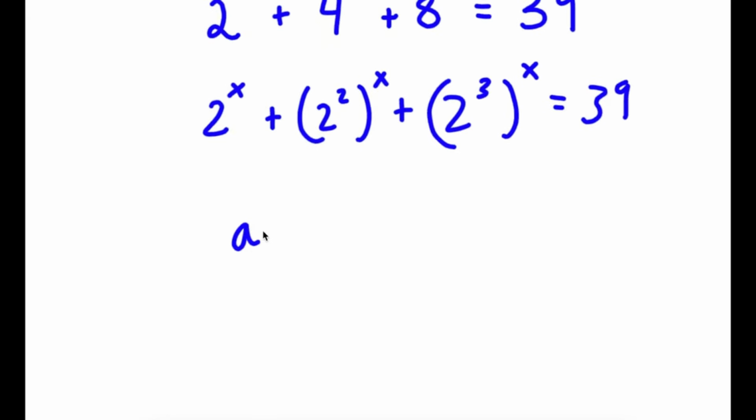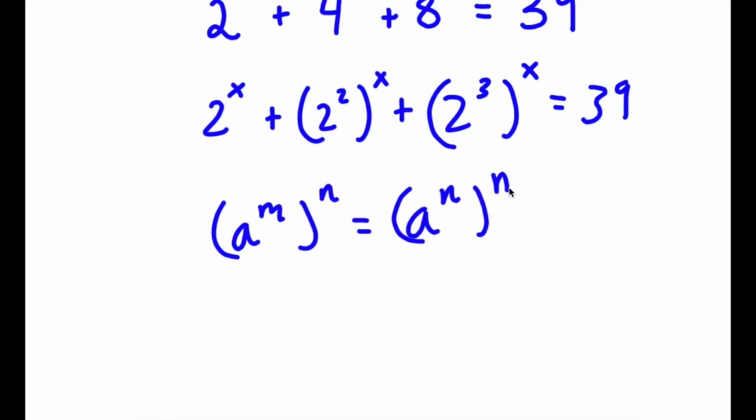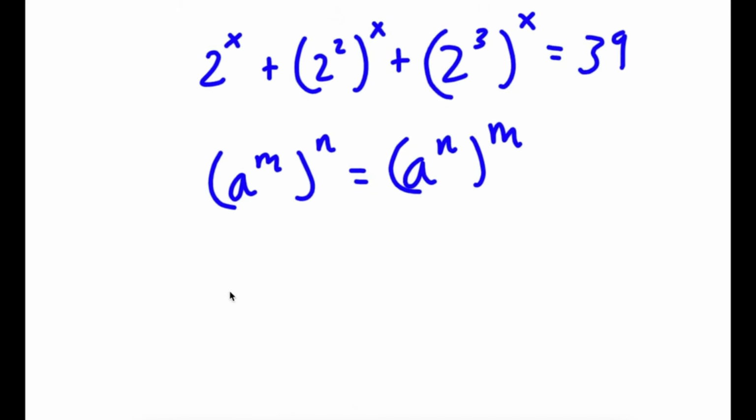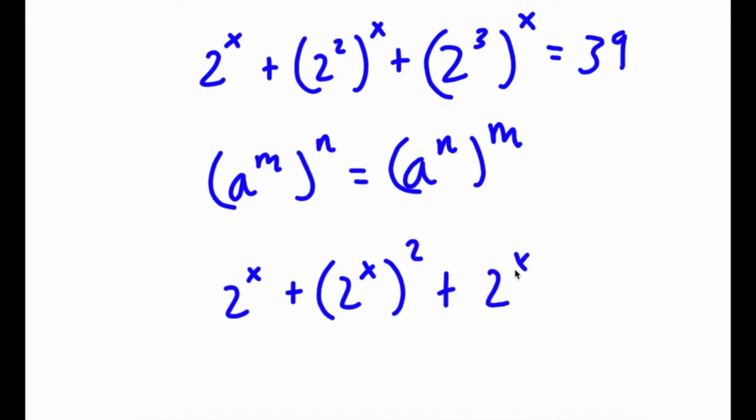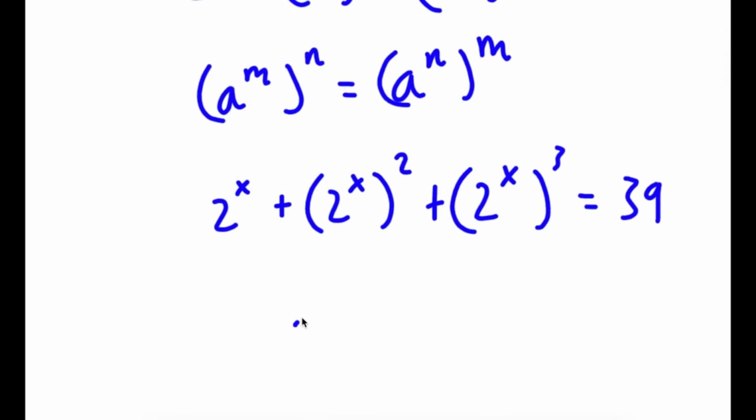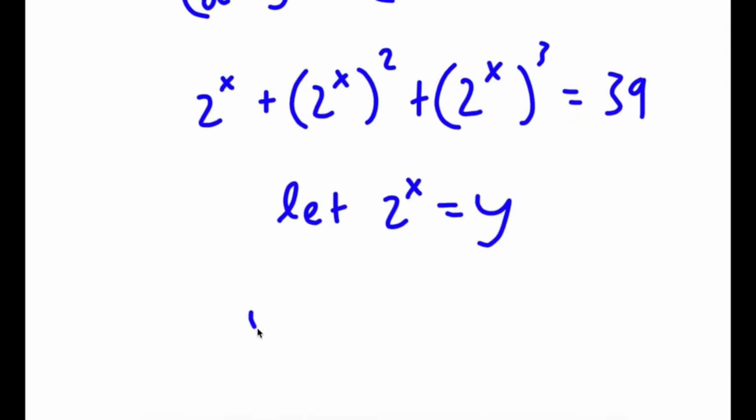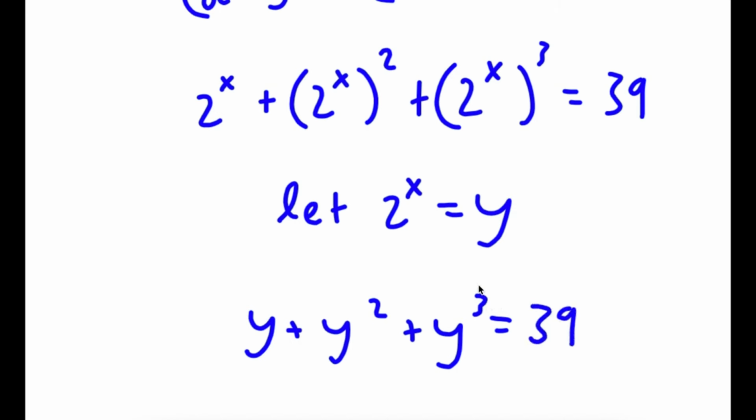Now, if I have something in the form a to the power of m to the power of n, this is the same thing as a to the power of n to the power of m. So 2 to the power of 2 to the power of x, I can rewrite as 2 to the power of x to the power of 2, and 2 to the power of 3 to the power of x, I can rewrite as 2 to the power of x to the power of 3. Now, I'm going to let 2 to the power of x equal to the variable y. So now I have y plus y squared plus y to the power of 3 is equal to 39.